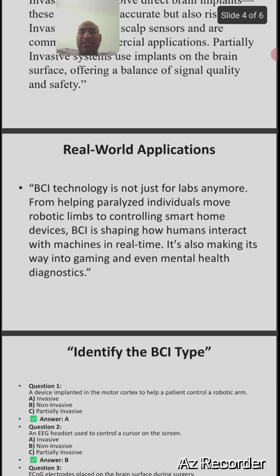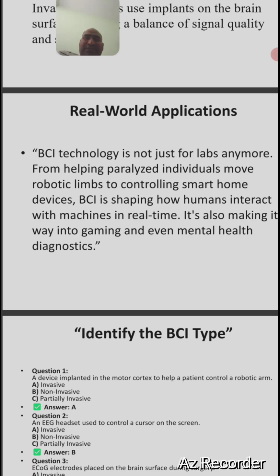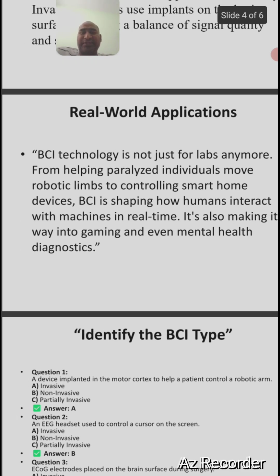What quiz can you take from this lecture series? Identify the BCI type. Question number 1: a device implanted in the motor cortex to help a patient control a robotic arm is an invasive system, because you are using the motor cortex, the brain part, to take the output, the EEG signals or electrical activity.